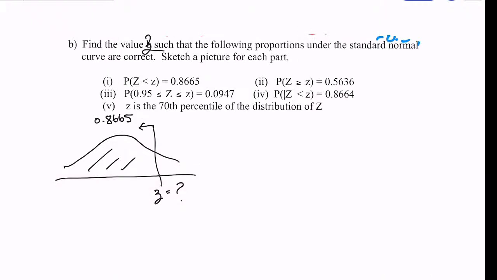So it was convenient that it showed us the answer immediately. That's not necessarily the case, so we have to sort out what to do if it's not the case. So what we found out is that 1.11 standard deviations above the mean is the 86.65 percentile.